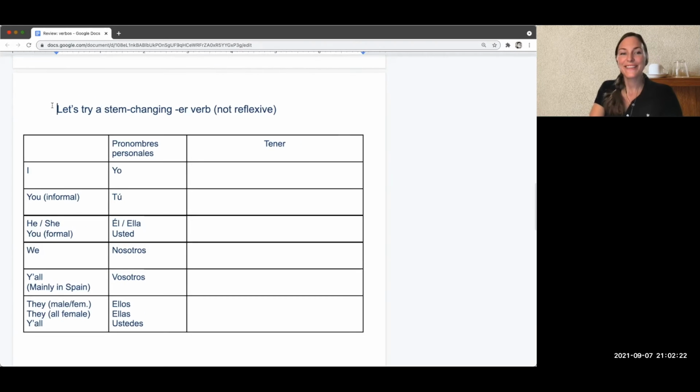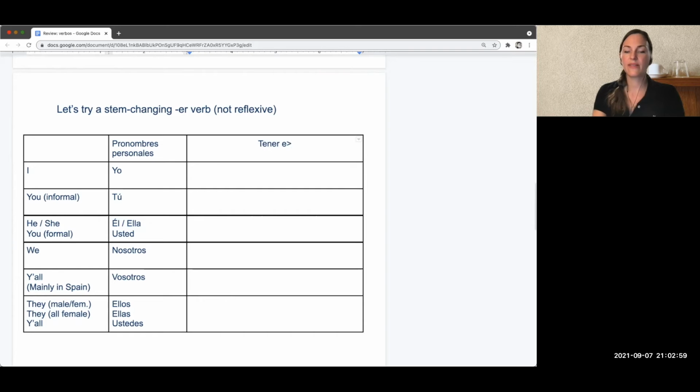All right, let's try a stem changing ER verb. Stem changing means this is our stem, our root, okay? Which is anything but your ER, IR, AR ending. Stem changing means it changes, okay? Not reflexive, meaning, remember, not every word needs the me, te, se, nos, os, se. Okay, so you don't need that here.